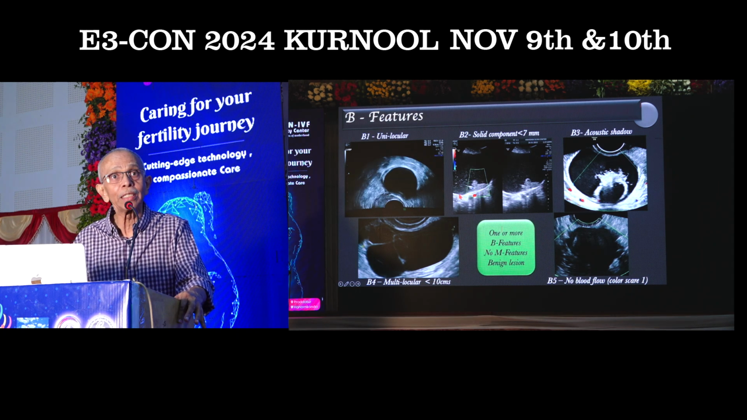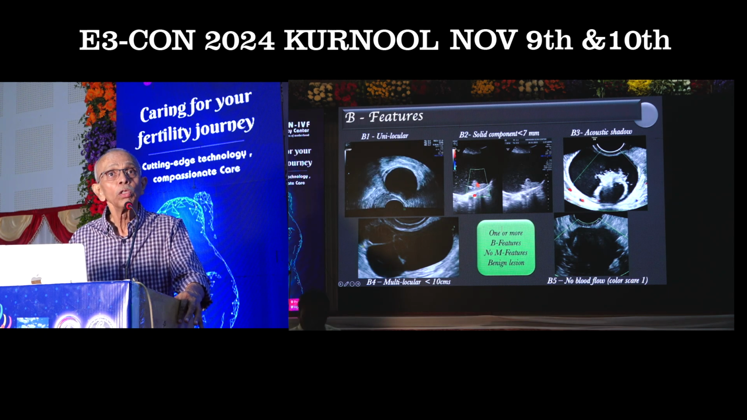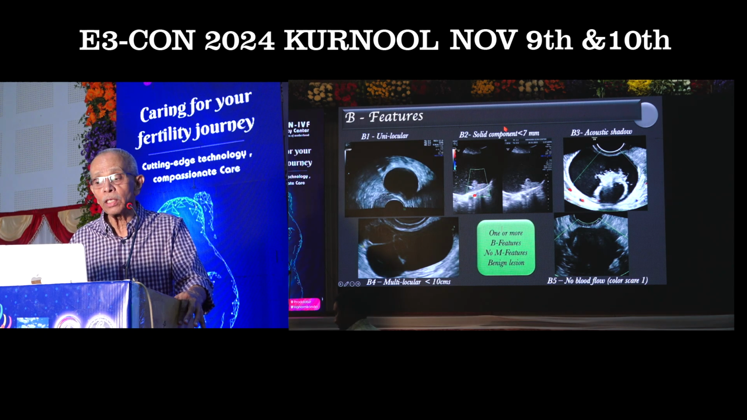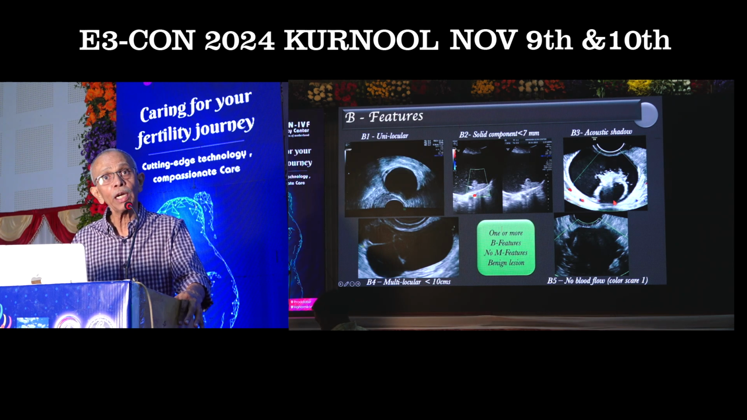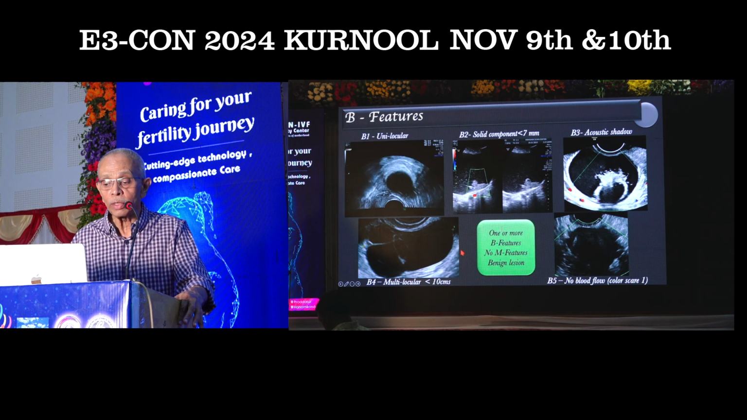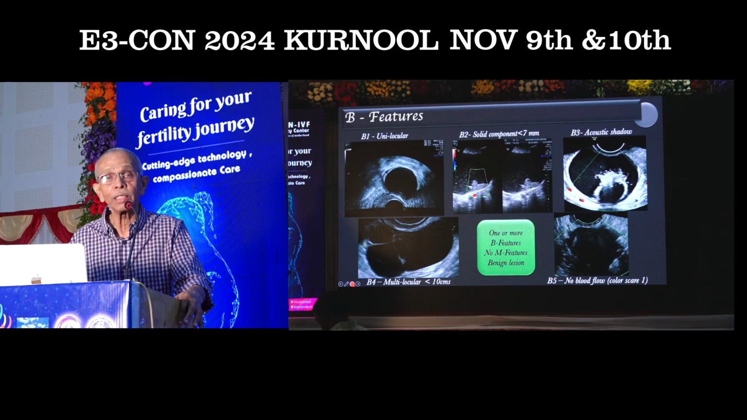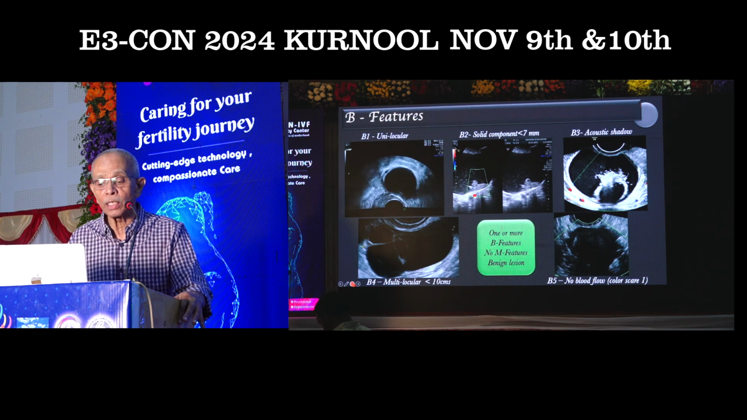So the internal wall is irregular, but I put the color Doppler on and I don't find the color at all. So it is definitely a benign lesion. So it is B2. Then we have acoustic shadowing, which is very typical, which is B3, and we have a multilocular cyst which is less than 10 centimeters without any solid component. This is what is called benign feature 4.